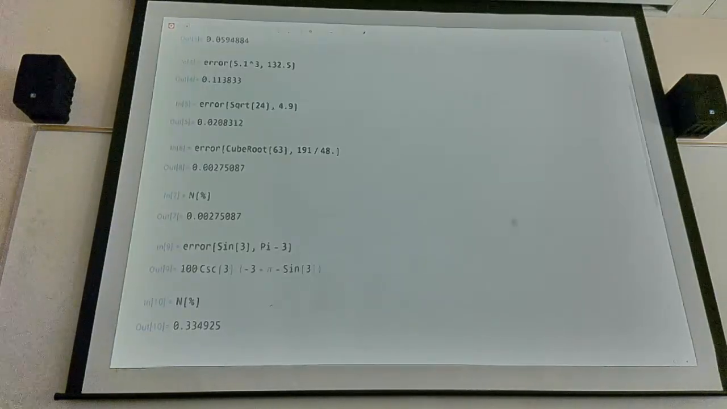Even though our delta x was smaller than the previous one.